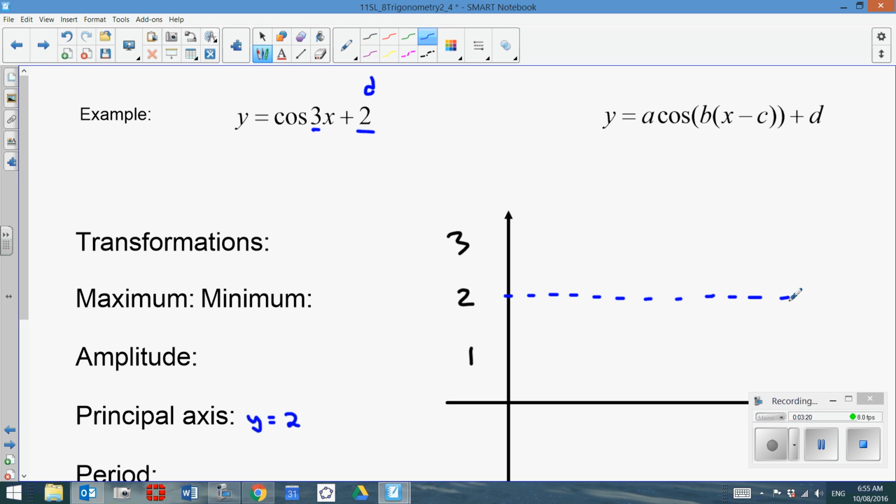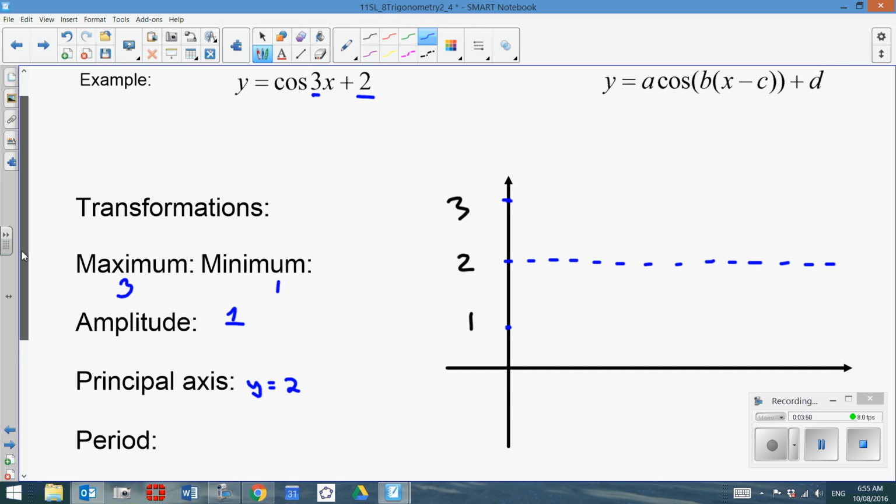And then notice we don't have an amplitude change. We don't have an a value other than 1. So we're still going to have an amplitude of 1, but that just means that our max is going to go up to 3 and our minimum will go down to 1. Cosine has not been shifted to the right or left because I don't have a c value, but I do have a b value. So before I begin to draw my cosine graph, here our maximum is at 3, minimum is at 1.